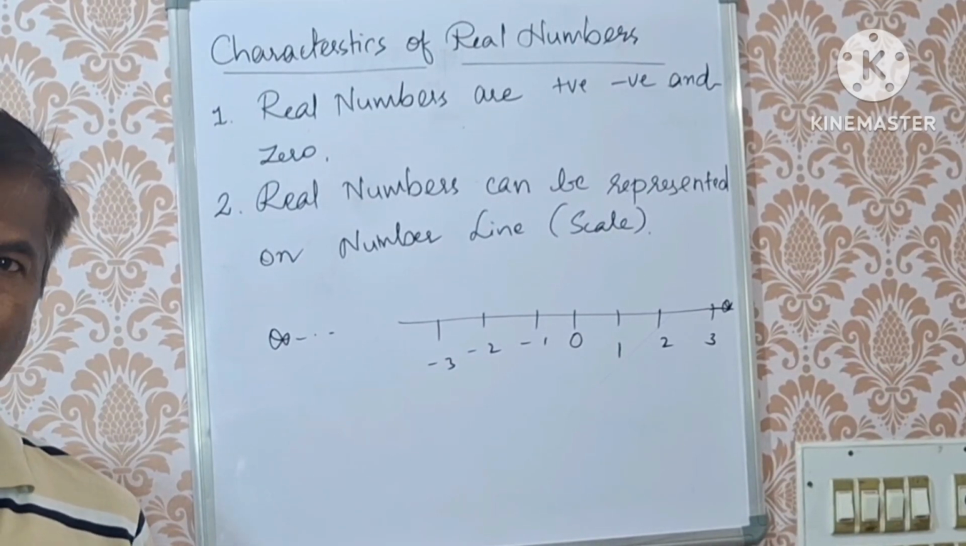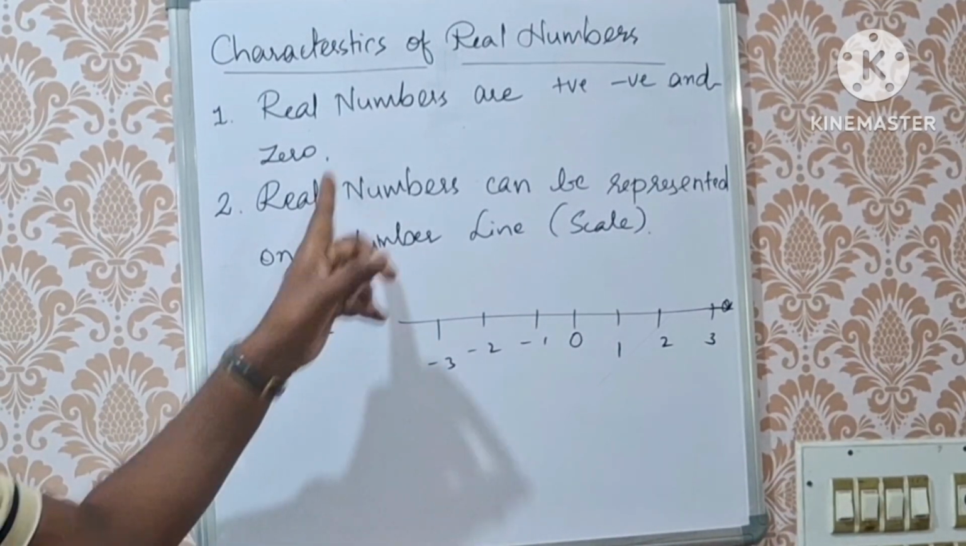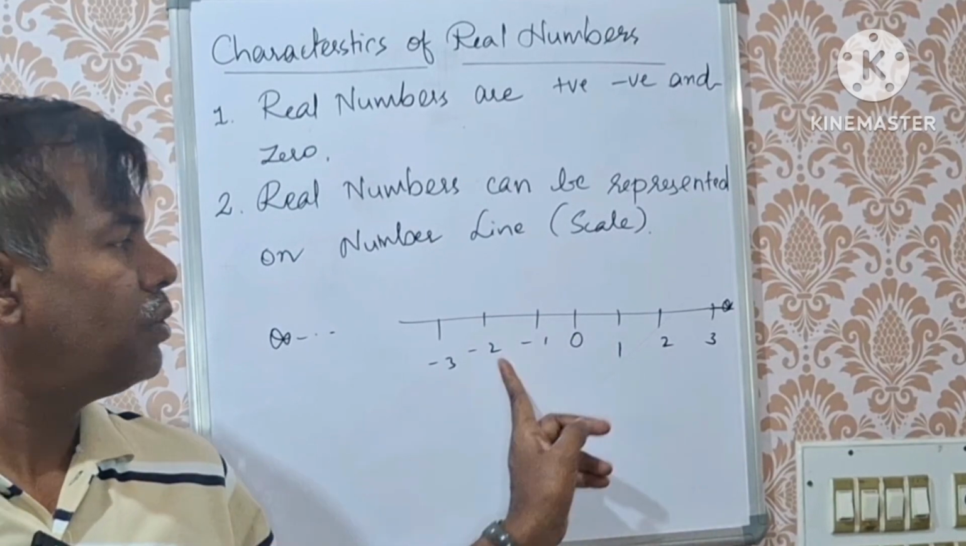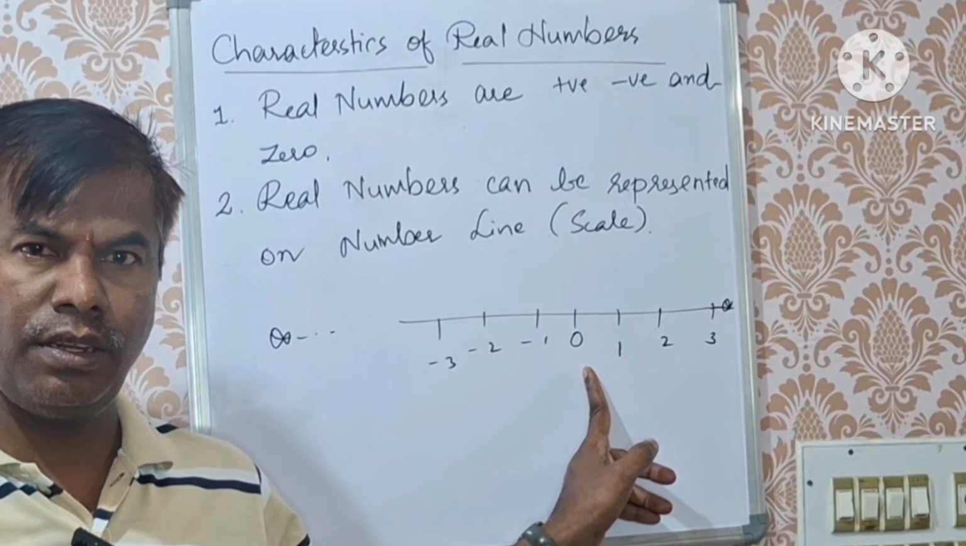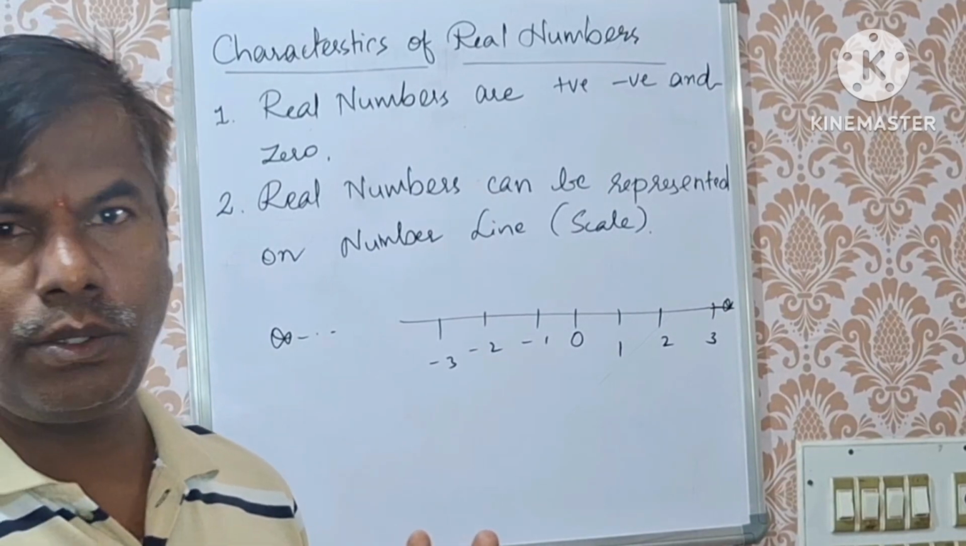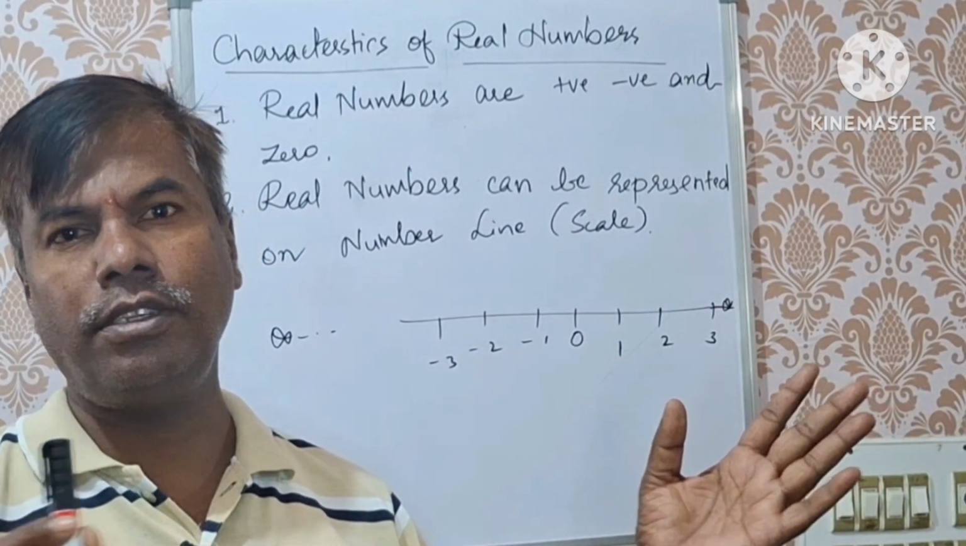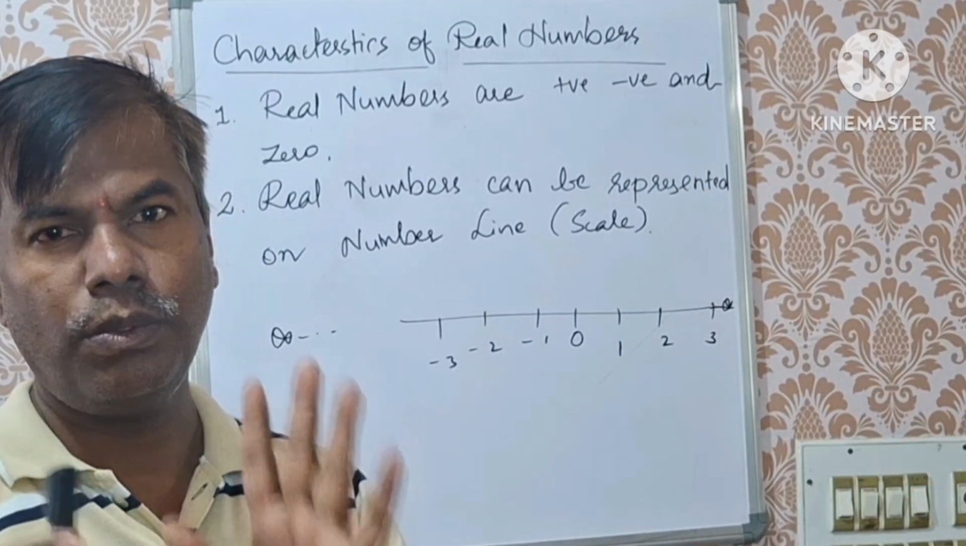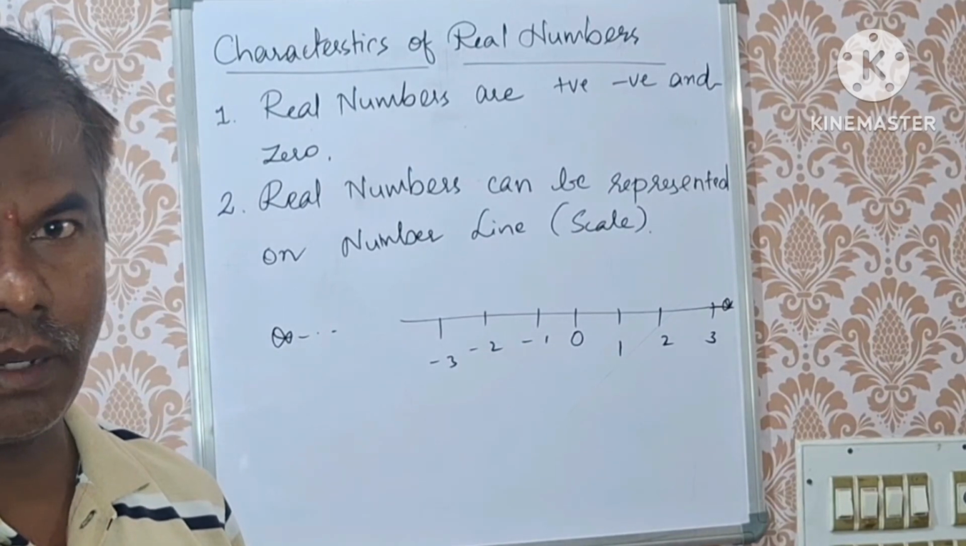Characteristics of real numbers. What are the characteristics of real numbers? Real numbers are positive, negative and zero. Minus infinity to zero, zero to infinity. That means positive, negative and zero is one characteristic of real numbers.